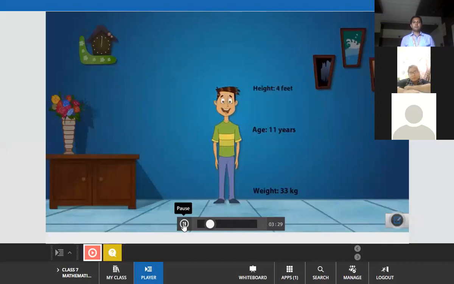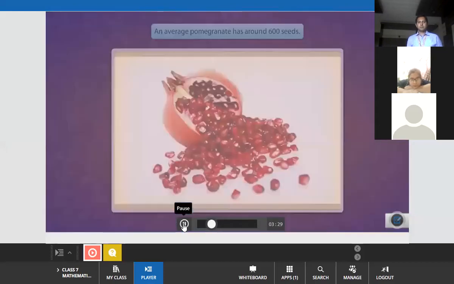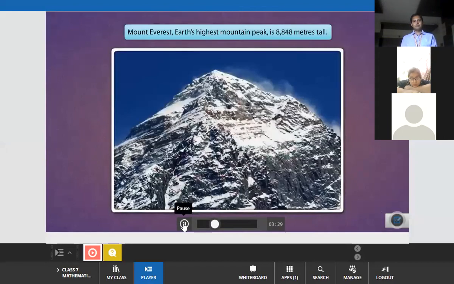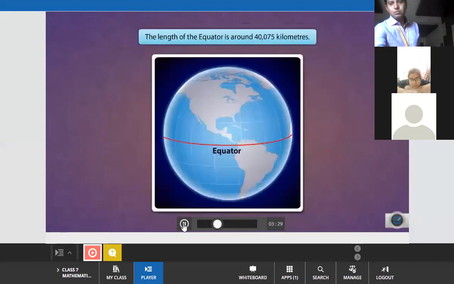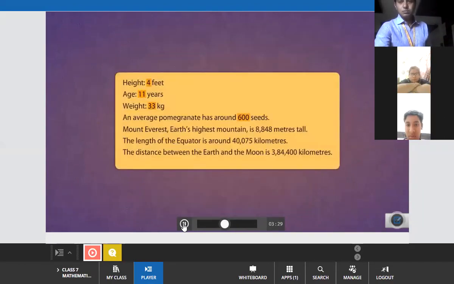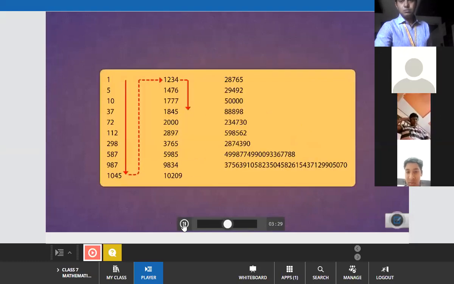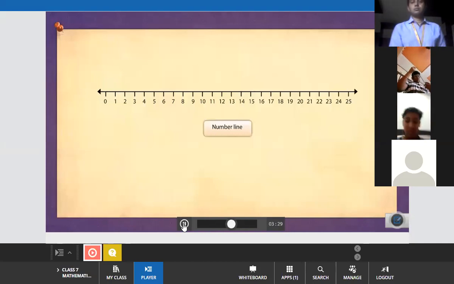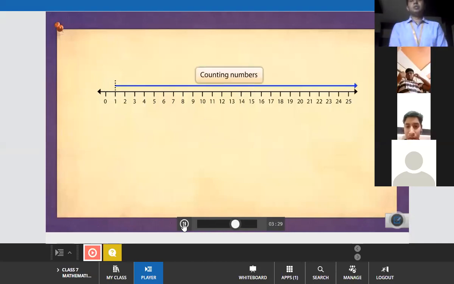Let's look at some more examples involving numbers. Did you know that an average pomegranate has around 600 seeds? The distance between the Earth and the Moon, order of numbers. So here in the presentation we can see in our daily life we use numbers everywhere.